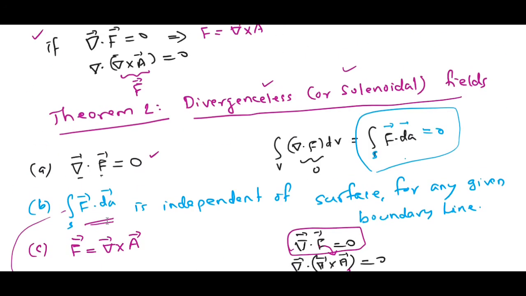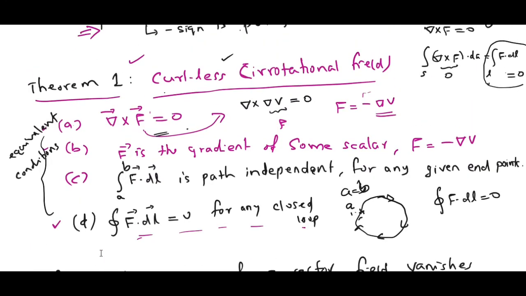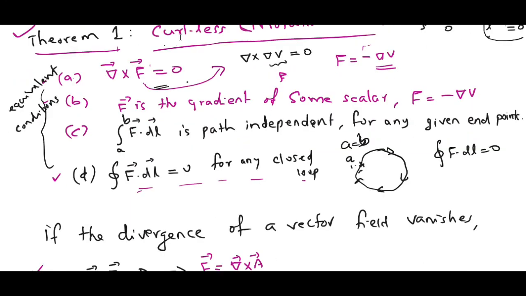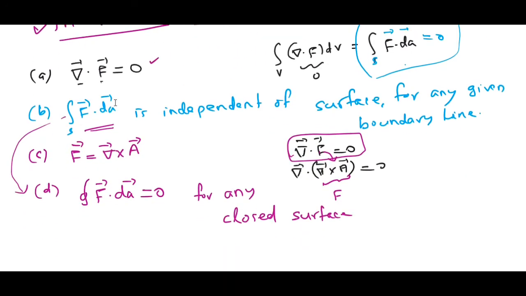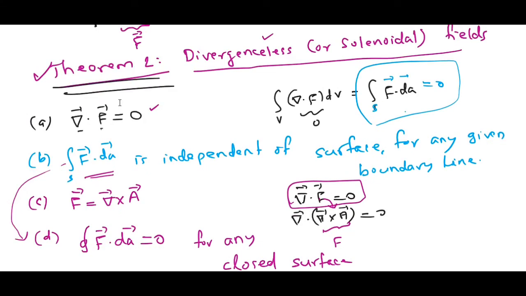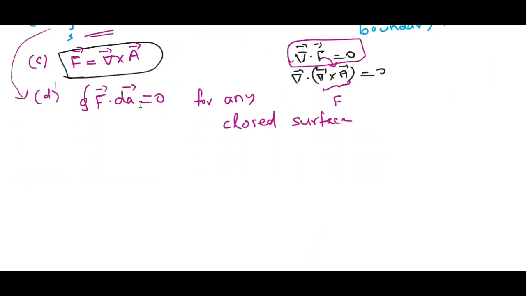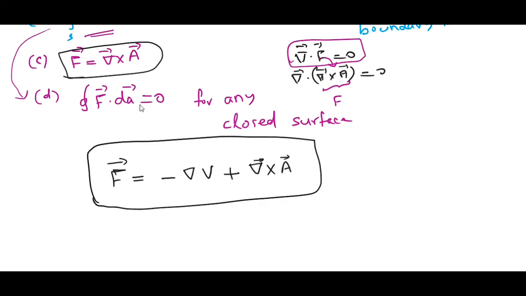From these two theorems, theorem 1 and theorem 2, the vector field function f can be written as the sum of the two: f is equal to minus del V plus, from the second theorem, f is equal to del cross A. That is, the vector function f can be written as minus del V plus del cross A. Okay, fine. This is all about the Helmholtz theorem.